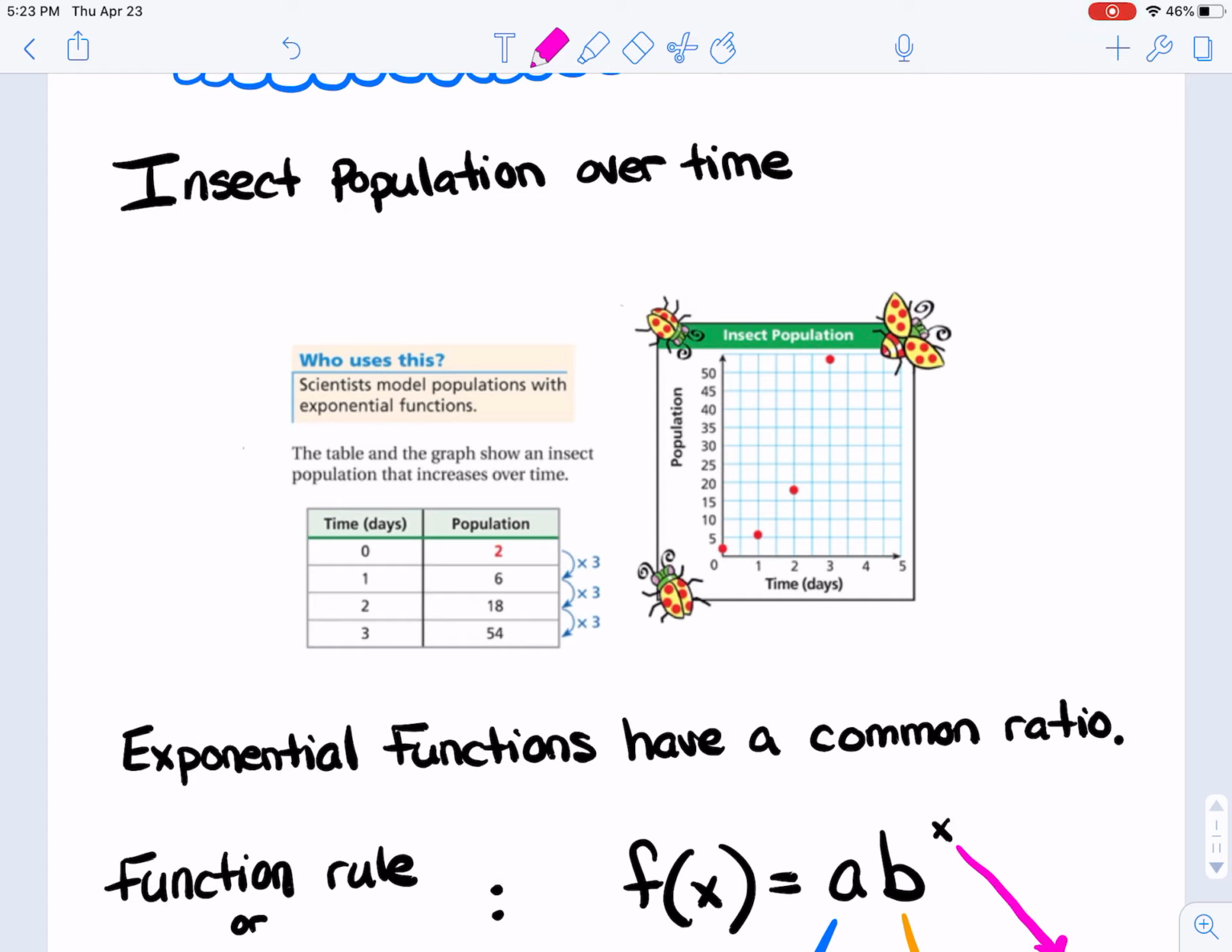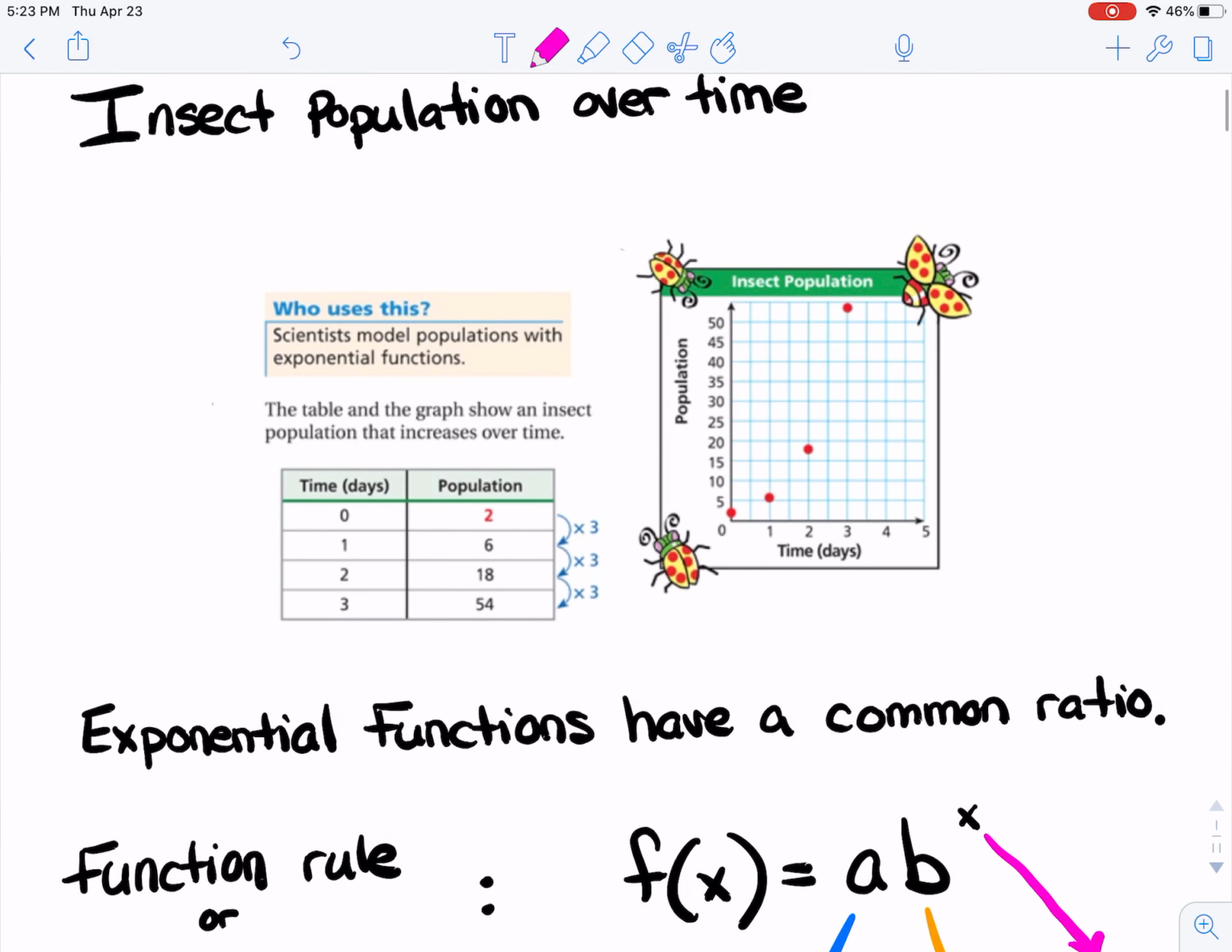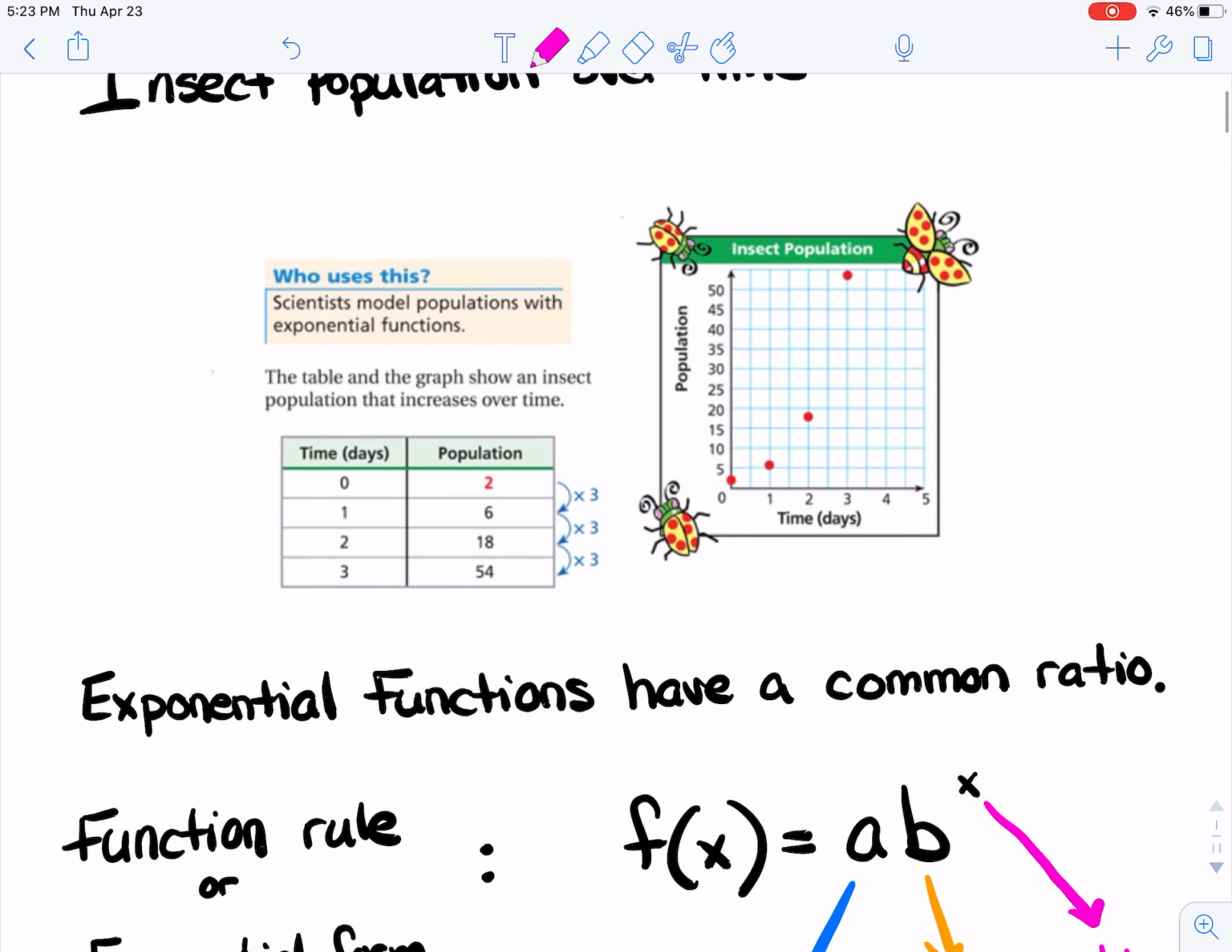There are a lot of science examples throughout this entire chapter. So we'll start off with a happy little example here. We're talking about these cute little ladybug-looking insects that they have pictured here. Here they show you a table, and then they show you this graph. Basically, somebody's little science experiment.